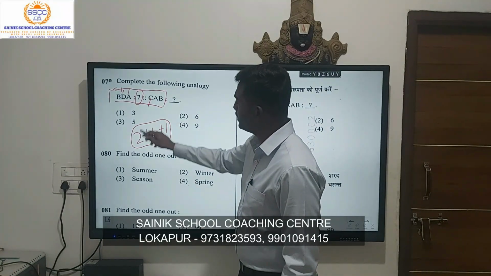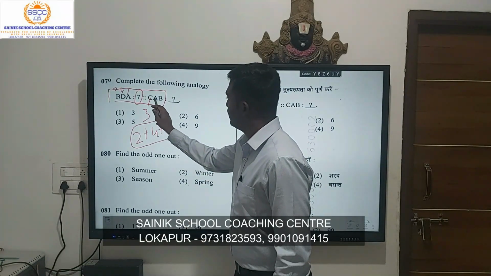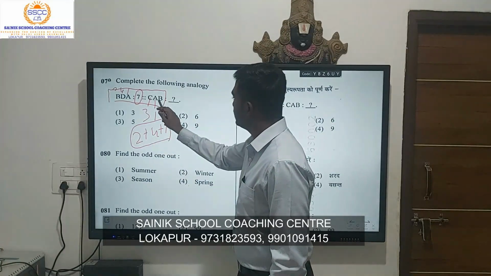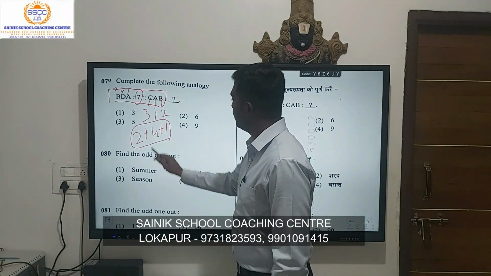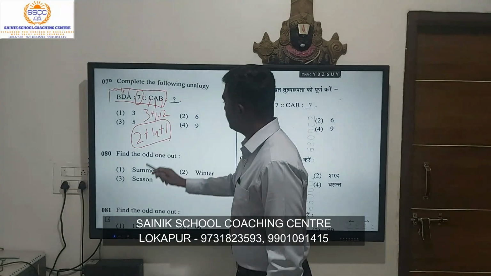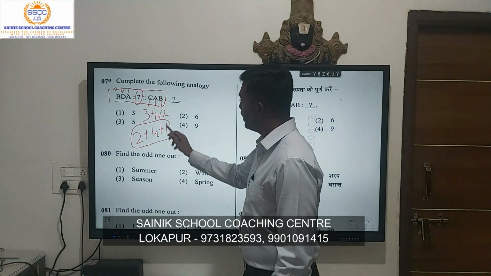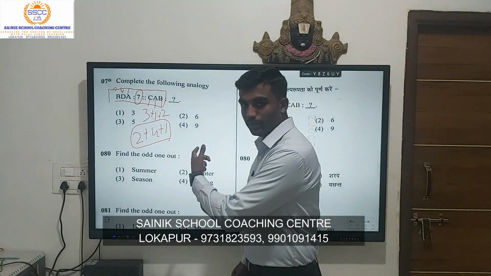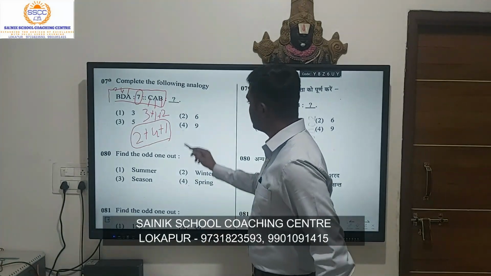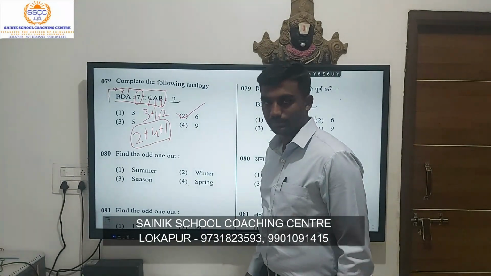So now look at C. C is 3, A is first in the alphabet, and B is second. Let's add them. We get 3 plus 1 is 4, and plus 2 is 6. That is option 2, 6.